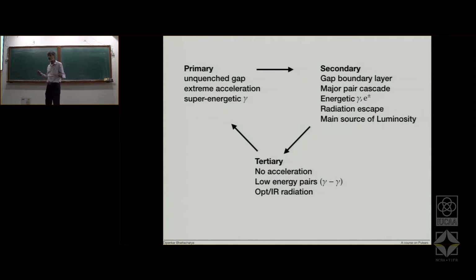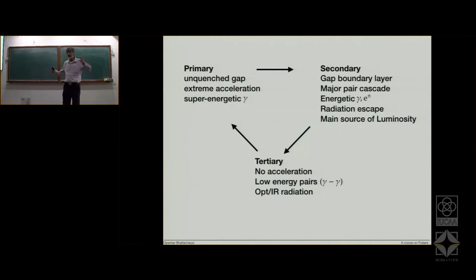So in the tertiary region, you will have gamma-gamma collision and produce low energy pairs. In the tertiary region there is no acceleration because there is no E dot B. But these low energy pairs will be produced. Magnetic field is there, so in that magnetic field, these low energy pairs will do synchrotron radiation.